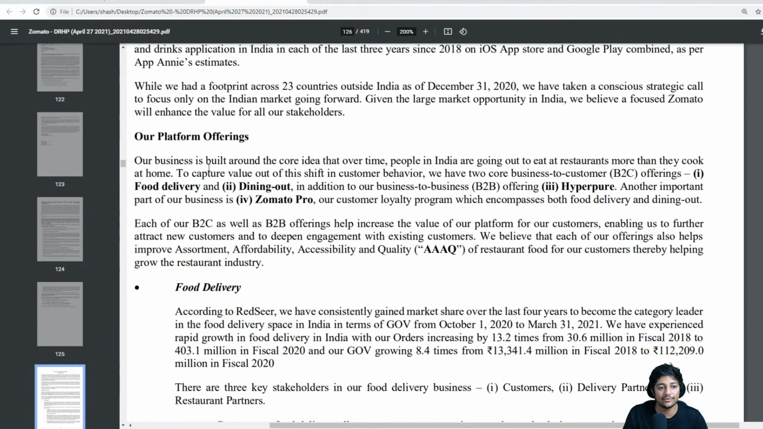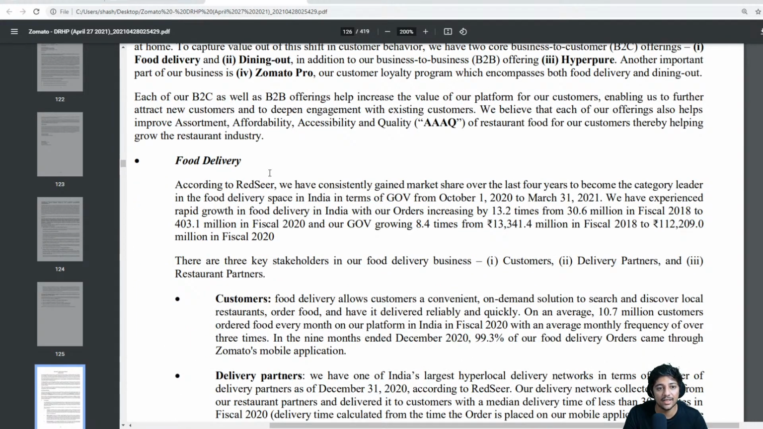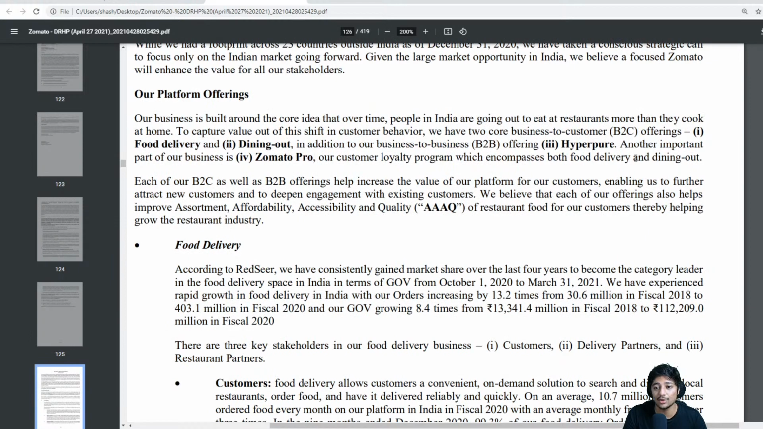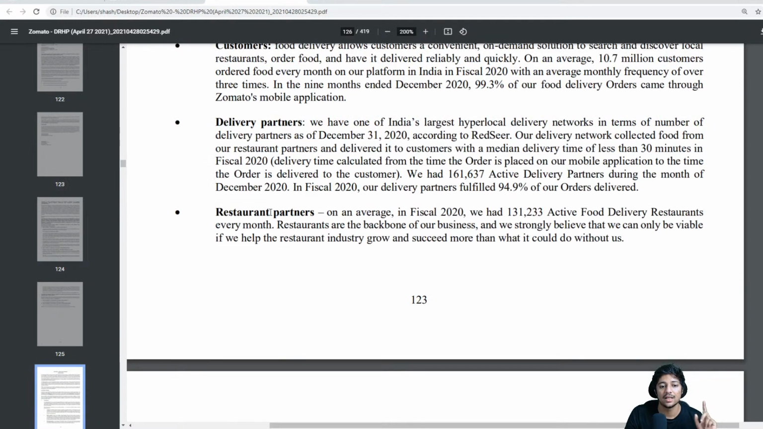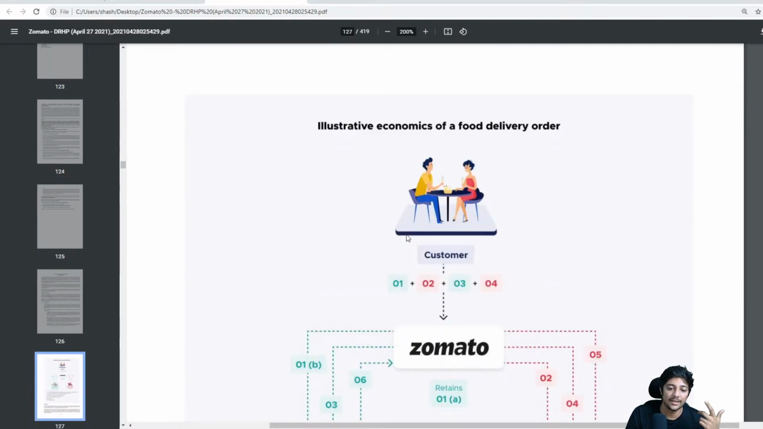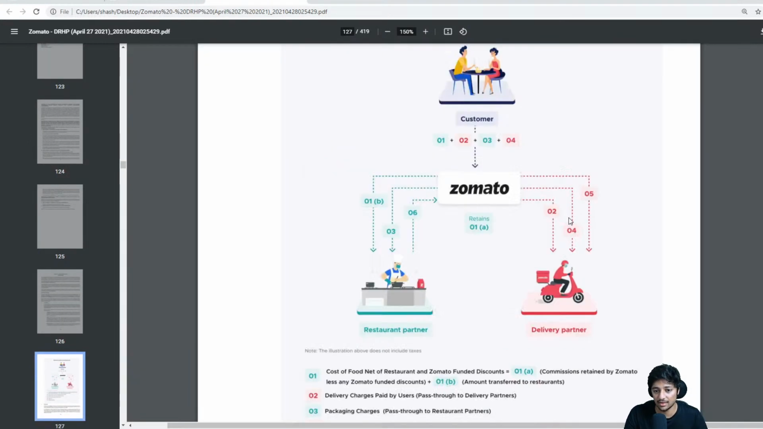Then you go to platform offerings. Remember, we had food delivery, we had dining out, we had Zomato Pro, and we had Hyperpure, which no one knew that it was a B2B product that they had. Everything, sabka information is given here. Who are the customers, the data of the customers, delivery partners, restaurant partners, and some nice infographics also.